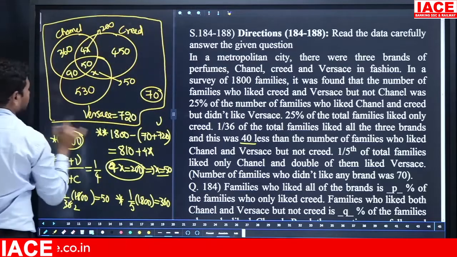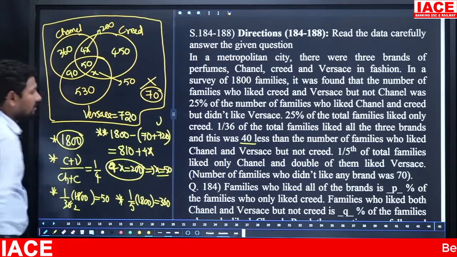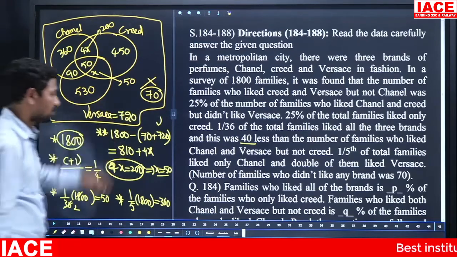This is the total chart. Okay, they don't like any brand. Then this calculation is not required. Look at the questions now directly.